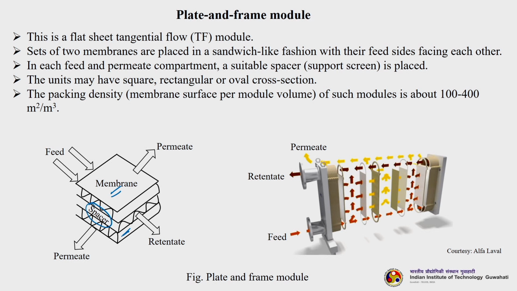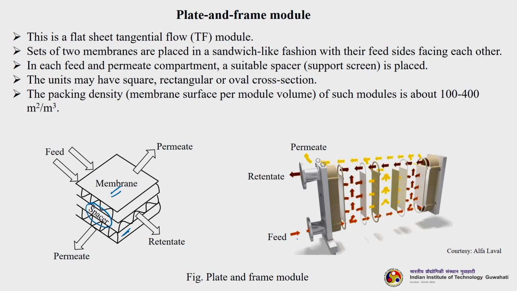The units may have square, rectangular or oval cross section. So, you can have either a square plate and frame module, or a rectangular TF system, or an oval cross section TF system also. The packing density, which is nothing but the membrane surface per module volume, is about 100 to 400 square meter per cubic meter. You can see another figure here.